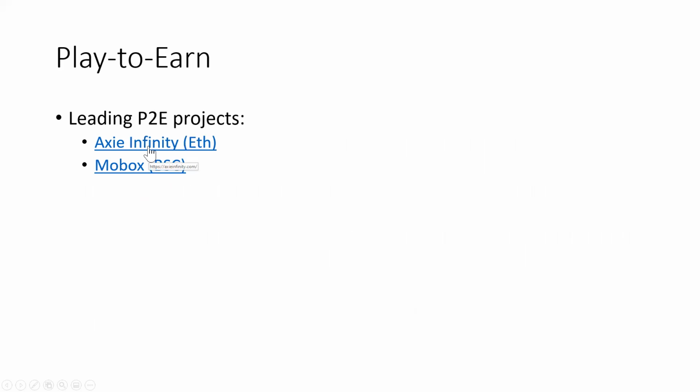Here are some leading play-to-earn projects in the crypto space. One is on Ethereum, which is Axie Infinity. Another is on Binance Smart Chain, which is MOBOX. Here are the links. If you are interested, you can click the link and take a look at these two leading projects.